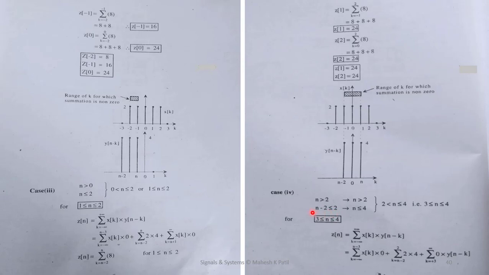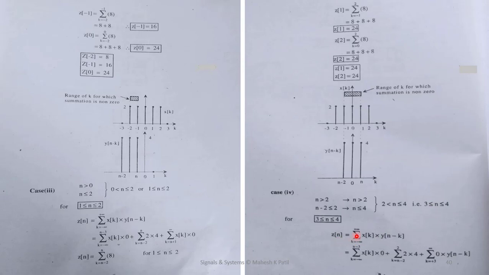and n minus 2 is less than or equal to 2. So for this, n greater than 2 means this range, and n minus 2 less than or equal to 2 implies n less than or equal to 4. So for this condition, we are going to see the overlapping between x of k and the shifted y of n minus k signal. So first we'll consider here n in between 3 to 4, because if you simplify this and observe our signals, we'll get n value in between 3 to 4.